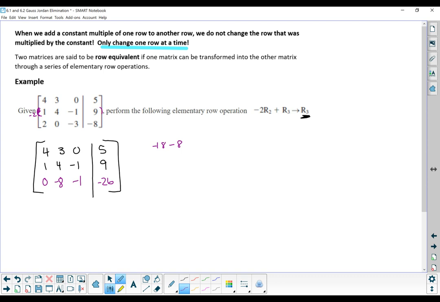So a lot of times you could just type this in your calculator if you don't want to be doing them in your head with each element, but otherwise a lot of times you can just do it in your head to get that new row. So this is our new augmented matrix.